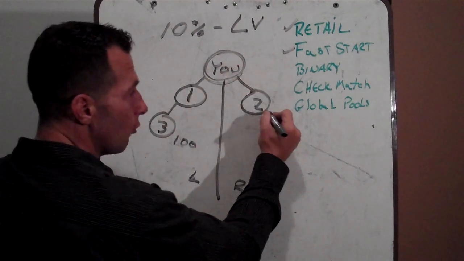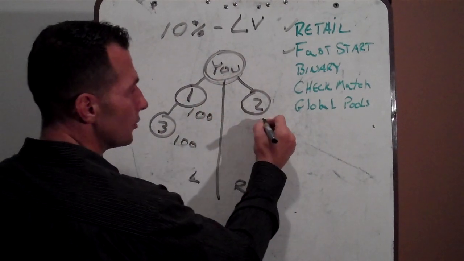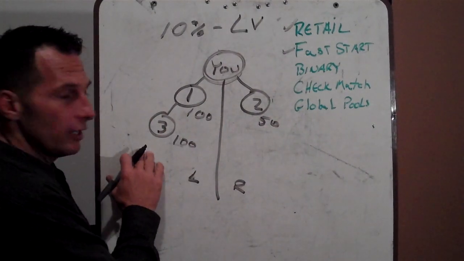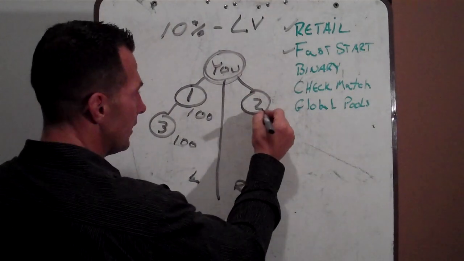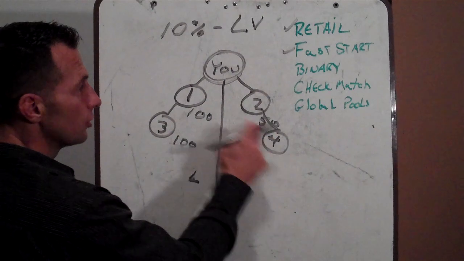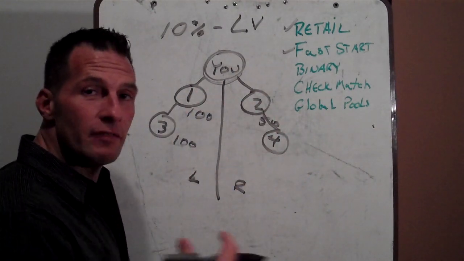And if you sponsored a fourth one, you're looking over here, let's say this guy has 100 and this person has 50 in volume. Well, you wouldn't put your next person over here. You would look based on the volumes you have, and you'd say, hey, I'm going to put my fourth rep over here. Okay, so these are all personally sponsored people, but you have the ability to place them.